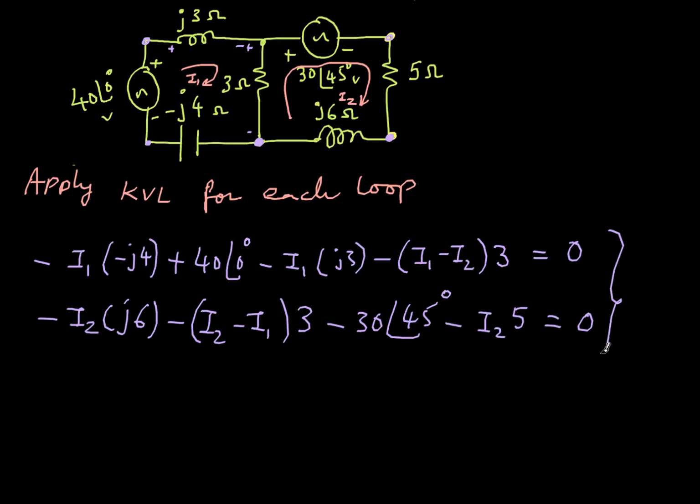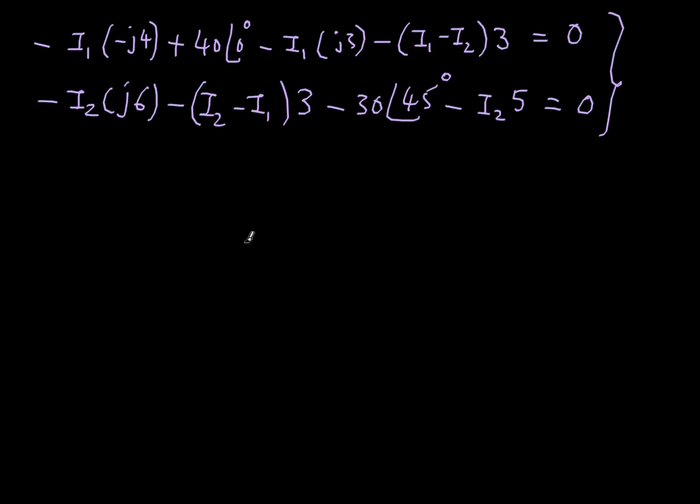So I have two equations. And if you notice, there are two unknowns. So it's a matter of now solving two equations with two unknowns. So let me just write it in a more convenient way. All the constants, I'll take to the right side.